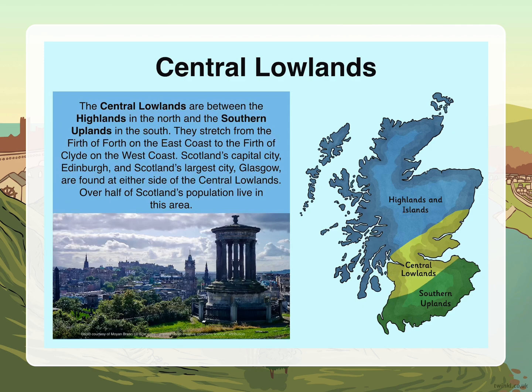The Central Lowlands are between the Highlands and the Northern Uplands. They stretch from the Firth of Forth on the east coast to the Firth of Clyde on the west coast. Scotland's capital, Edinburgh, and Scotland's largest city, Glasgow, are found on either side of the Central Lowlands. Over half of Scotland's population live in this area. That's pretty amazing to think over half the population are just in that small wee area there.